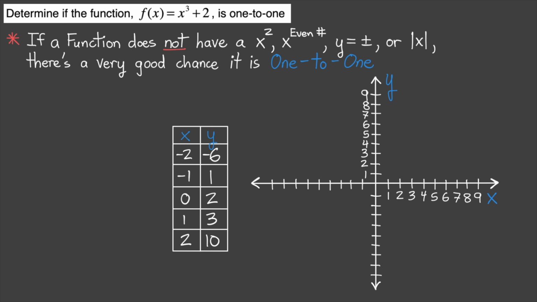All right, let's go ahead and graph these on our graph here and see what this looks like. So -2, -6, so we're going to go left 2 and then down 6. So 2, 4, 6, so that's like right there. Next point is -1, 1. So we're going to go left 1, up 1, so that's like right there. And then 0, 2, so that's just right there. Next is 1, 3, so we'll go right 1, up 3. And lastly, we have 2, 10, so we go right 2, up 10, which is about right there.